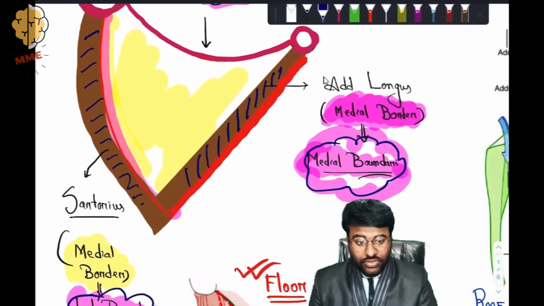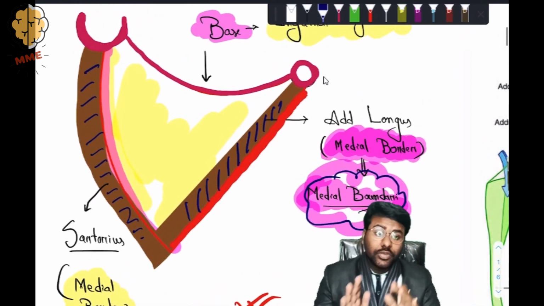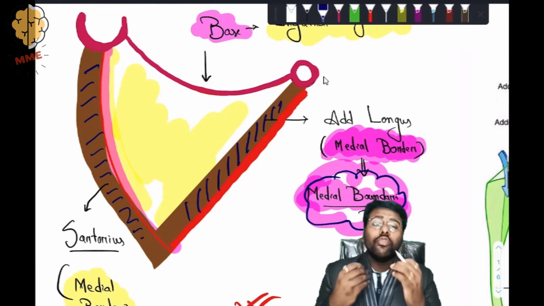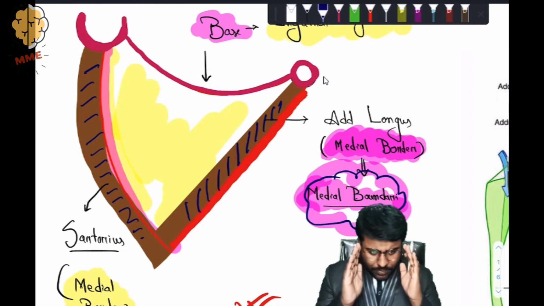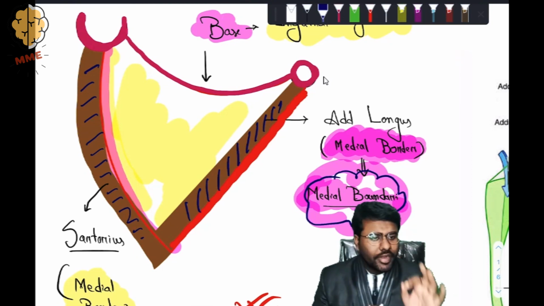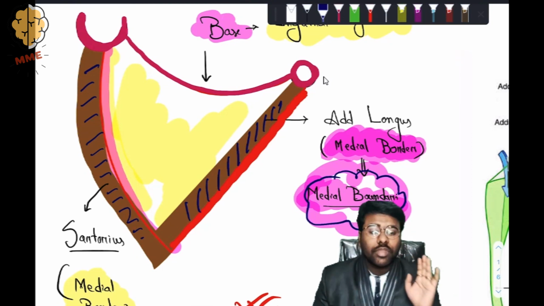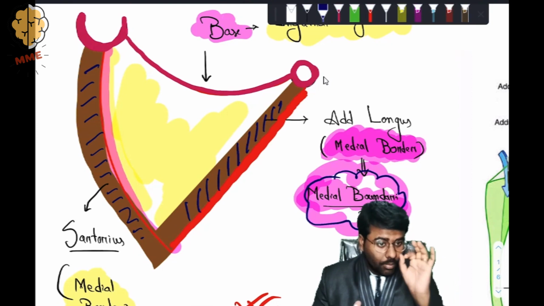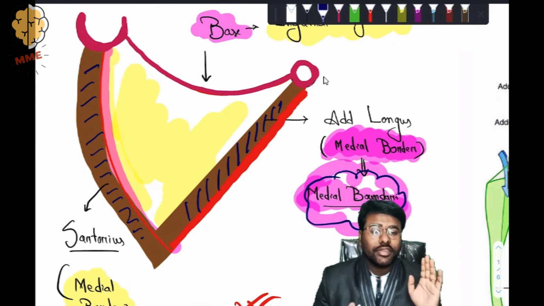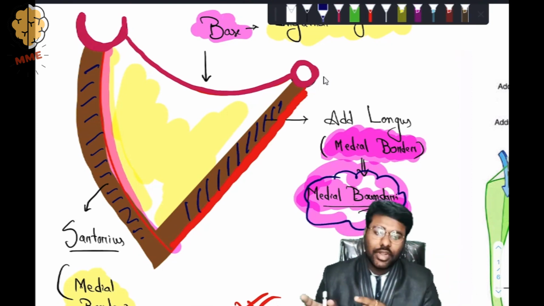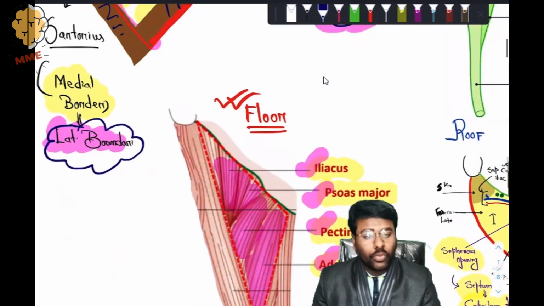But there is one concept. Which border of which muscle forms the boundary? You can clearly remember it like this: the medial border of two muscles forms the boundaries. Adductor longus, medial border. Sartorius, medial border. So which border of the adductor longus? The medial border of the adductor longus forms the medial boundary. And which border of the sartorius? The medial border of the sartorius forms the lateral boundary. It's very easy.